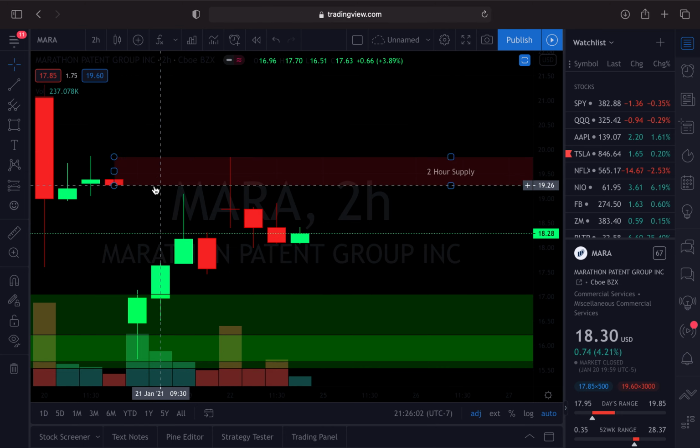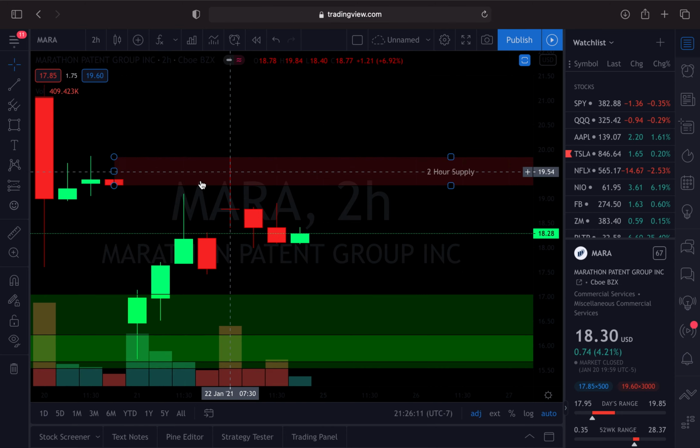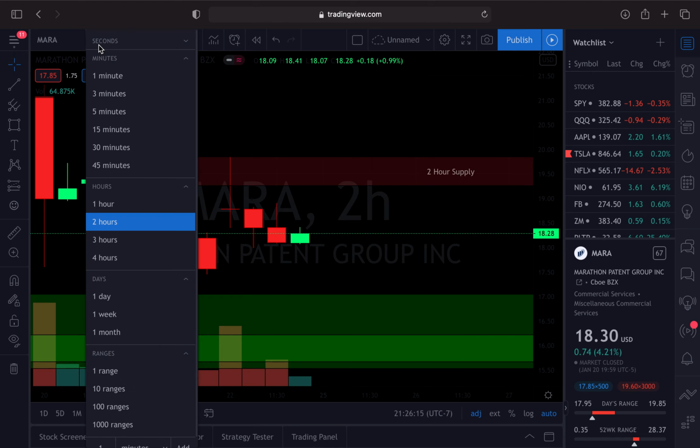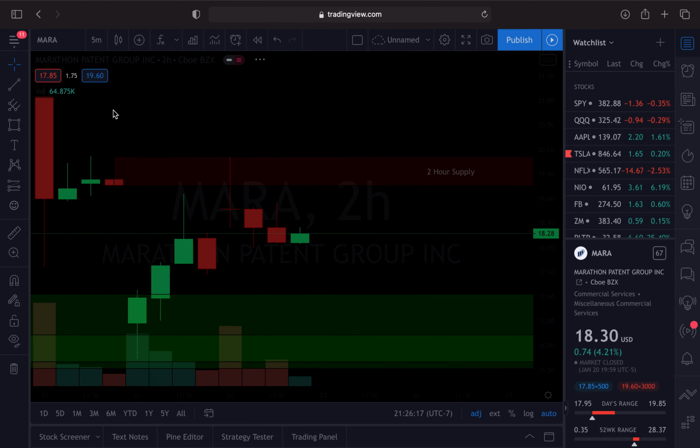It's so slight. So top of body, bottom of body, top of wick is where I charted. Look where Mara got rejected right here. Look where it bounced in this demand zone. Let's go to a 5-minute chart so you guys can see this better.